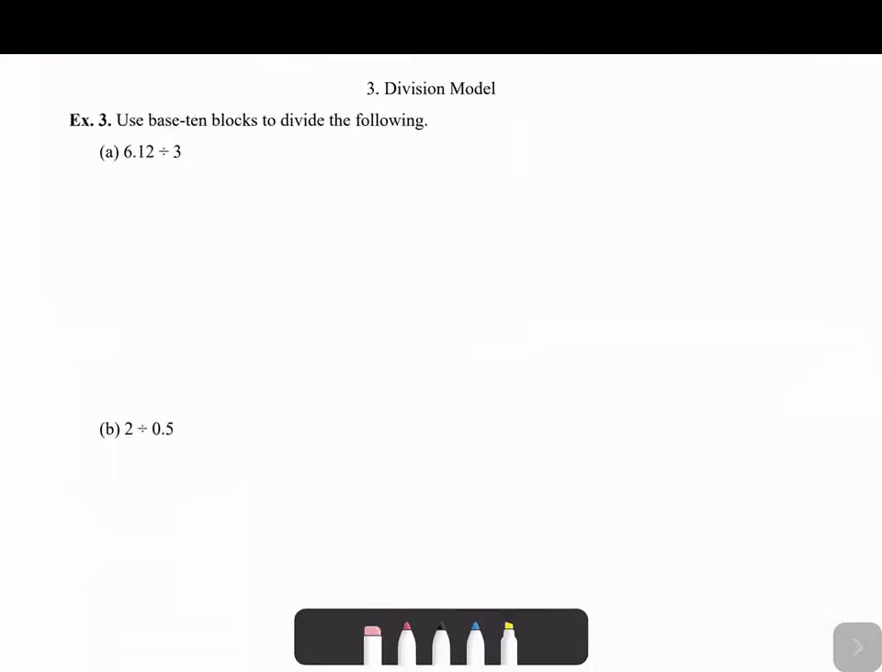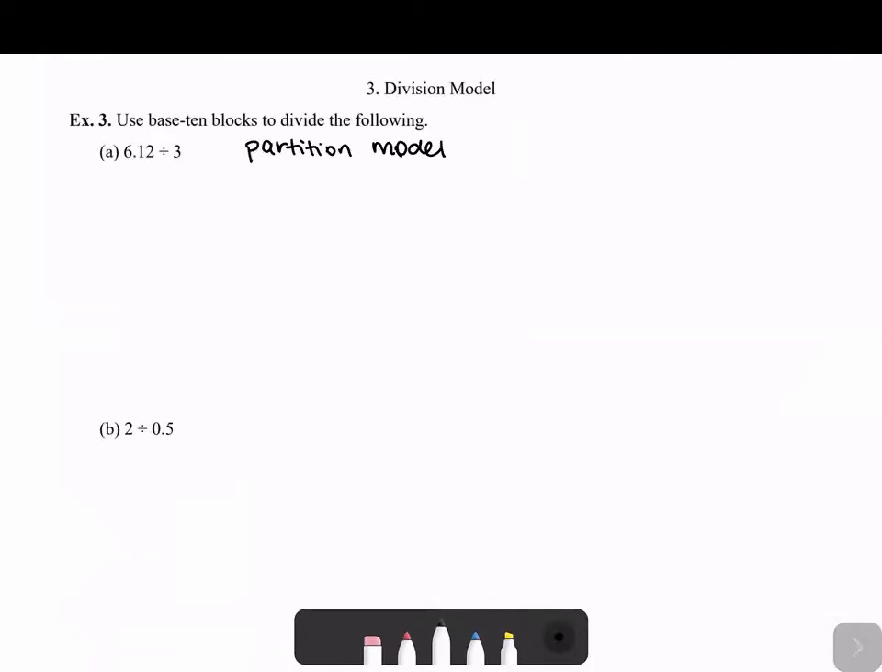We are going to, again, start with base 10 blocks, and we want to divide 6.12 divided by 3. Remember, we had an example similar to this when we started to divide fractions. If we're dividing by a whole number, we can think of this as using a partition model, meaning that we can represent 6.12 using base blocks and then separate it into 3 groups, partition it into 3 groups.